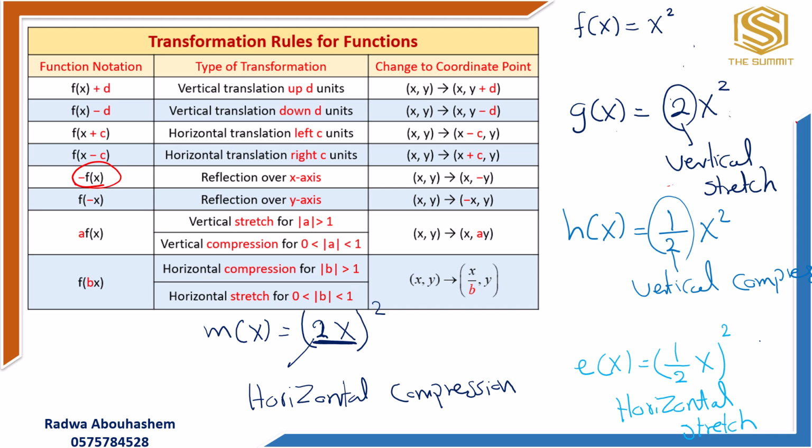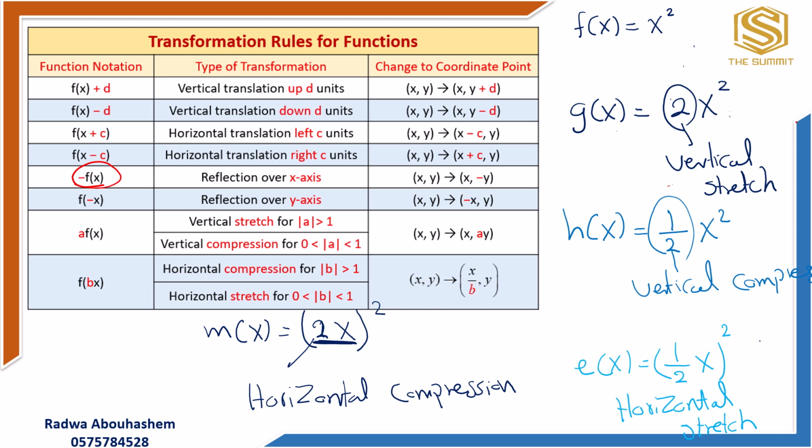Okay, now if I multiply by a number smaller than 1, between 0 and 1, or a fraction, this means it's maybe a vertical compression or a horizontal stretch. Again I have to check which I multiply, the whole function or the x itself. If you multiply the whole function, this is vertical compression. If you multiply the x itself, it's a horizontal stretch.